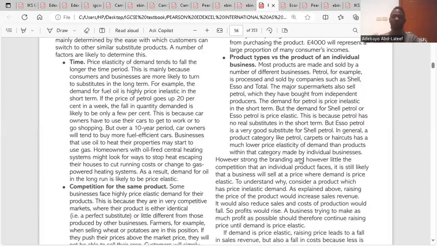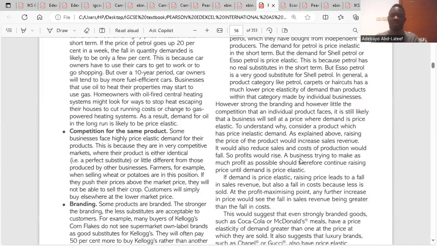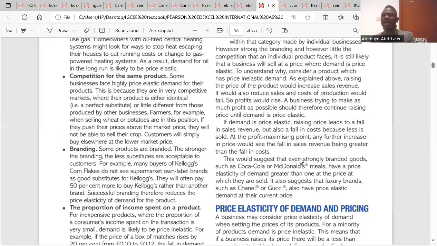And this will be as a result of, one, maybe the time at which you need to find a substitute is difficult. Two, it might be that there's no competition in that market. Three, it might be because it is associated or linked with a very strong brand. Or four, it is an individual business. So these are the reasons why the demand for a product might have an inelastic PED or elastic PED. Is it clear? Yes.